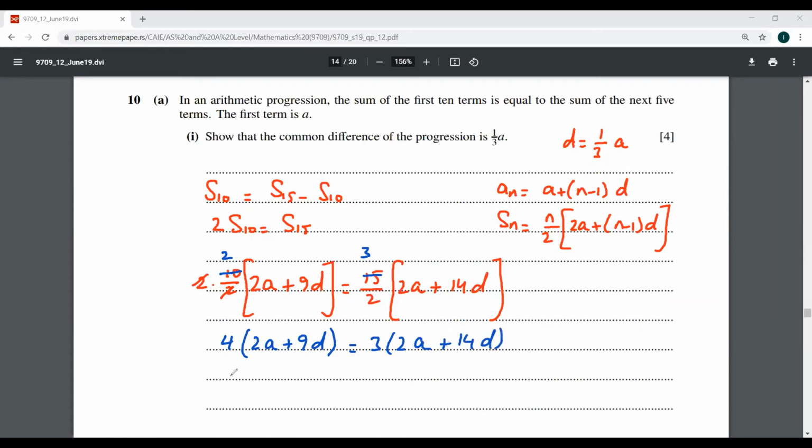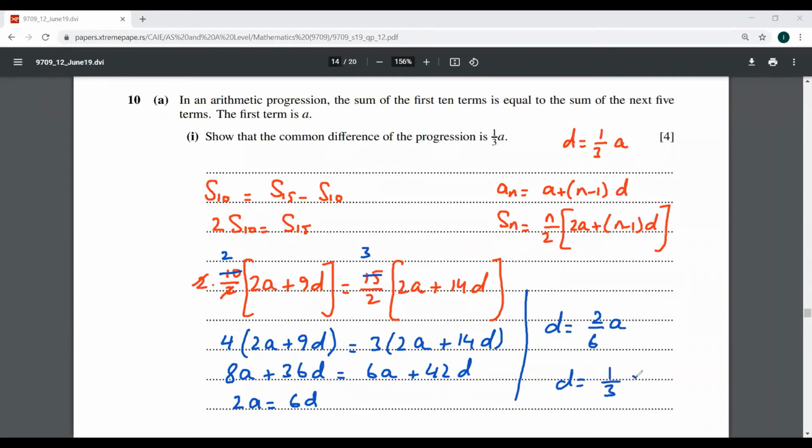So let's expand this. This is 8a plus 36d. That is 6a plus 42d. So this is going to be 2a equal to 6d. And you see that you are going to get your d as 2 over 6 of a. So that is going to be 1 over 3a. So we have shown that this d is equal to 1 over 3a. You can see that both of these formulas are there in your formula booklet.